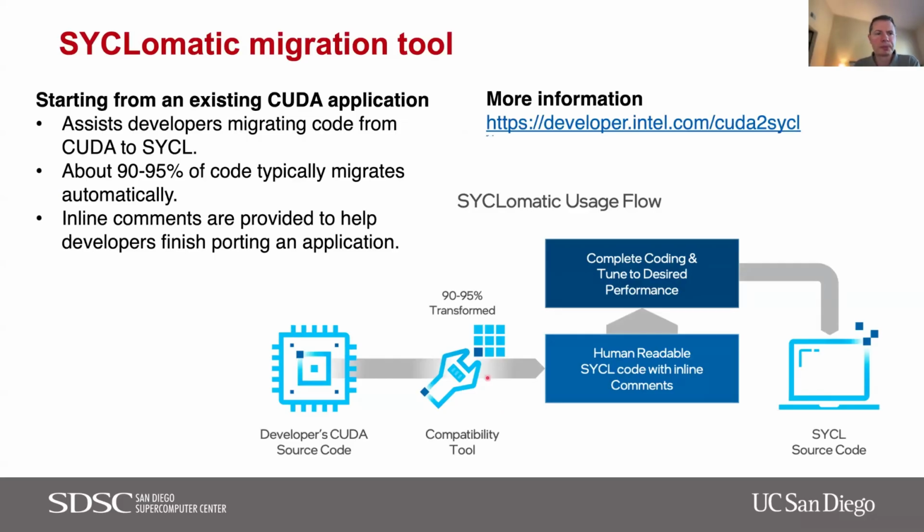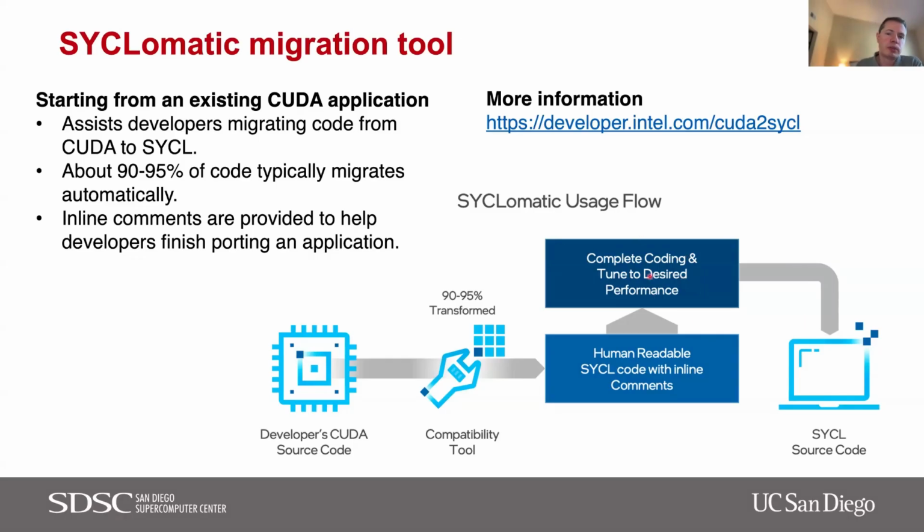Now, if you have a CUDA code and you want to port your code to SYCL, then you can use a tool called the SYCLomatic migration tool, where you have a CUDA source code and you use this compatibility tool, this SYCLomatic, and you translate your code. Depending on how complex your source code is, it gets you 90 to 95% there. You get human readable SYCL source code with inline comments. The inline comments help you if there are issues with the translation or something you need to be careful with and pay attention to.